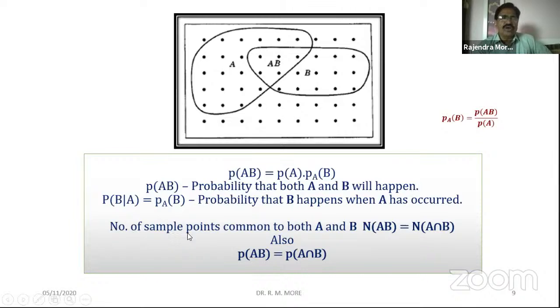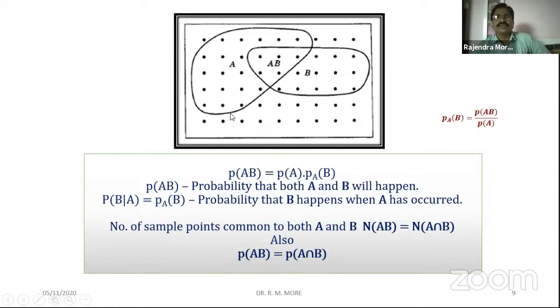The number of sample points common to both A and B, we write like this. So it is also called the intersection. Sorry, previously I told you union, but it is intersection. Common to both of these two. And that's why P(A∩B) is also P of A intersection B. I hope that this symbol we will use further. Okay, P(A∩B) is nothing but P of A intersection B.